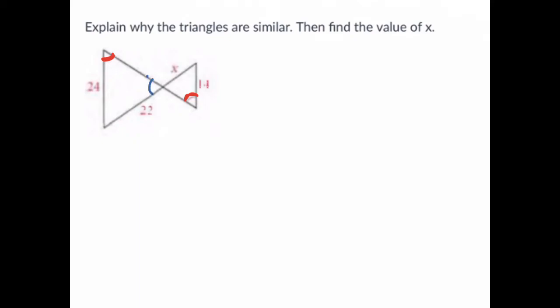However, if you notice here in the center, these two are vertical angles because we have intersecting lines and they're across from each other in intersecting lines. So these are similar by angle angle. Then we can solve for x by creating a proportion.